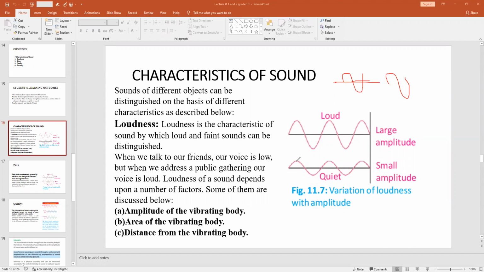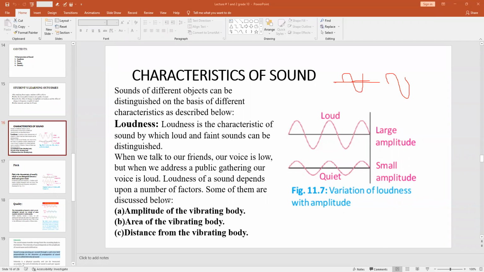When you have a small amplitude, it means the voice is quiet, or it can be a faint sound. But if you speak louder, the amplitude that is produced must be large. So loudness is basically a characteristic by which you can differentiate a loud sound and a faint sound, right? When we talk to our friends, our voice is low, so only friends can hear it, so it's a quiet, faint sound. But when we address a public gathering, our voice is loud. Obviously we are using a speaker, and our voice amplitude becomes very large. So when the amplitude is greater, loudness is produced, and our voice is loud. So loudness of a sound depends upon a number of factors.